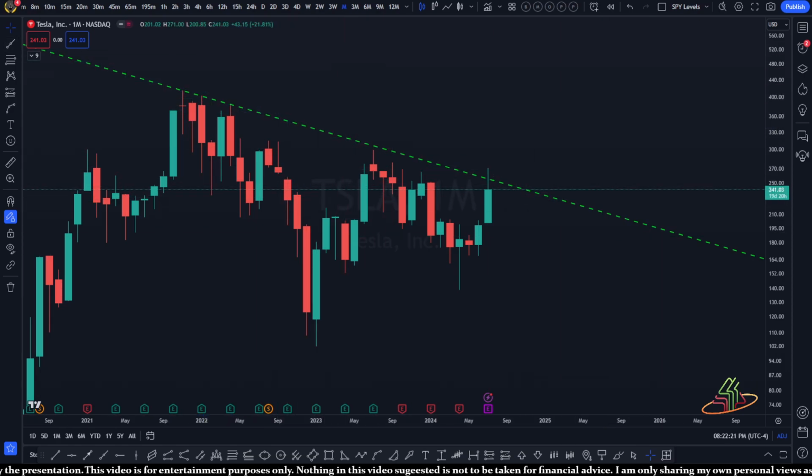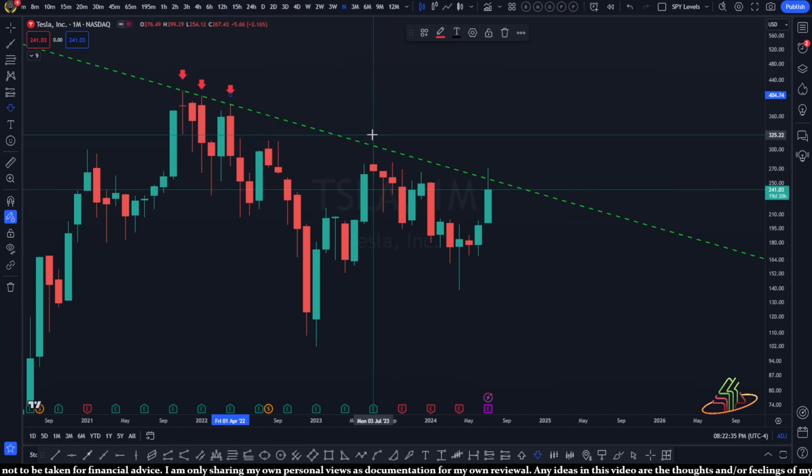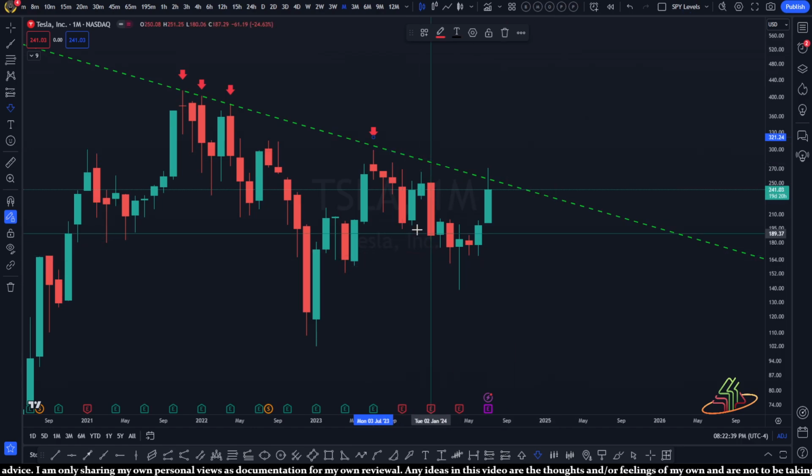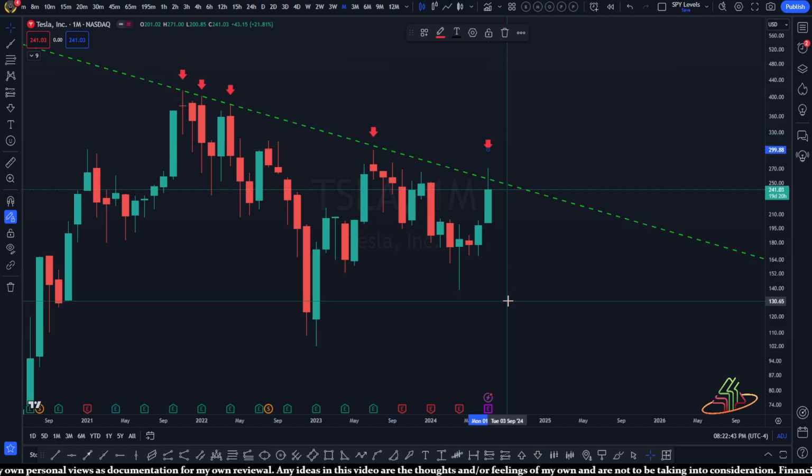So that's first, right? As you can see here in this downtrend line, we have one test, two tests, three tests. We can kind of say this is a test. And then we finally broke it right here, right? So we got four tests and we finally break this line.